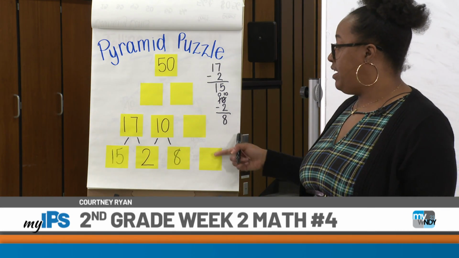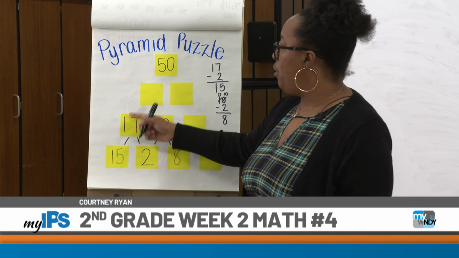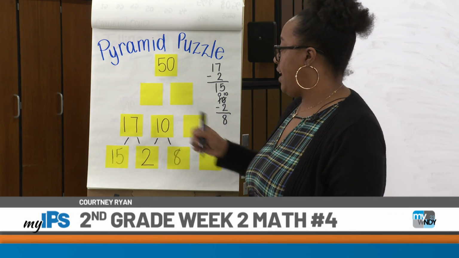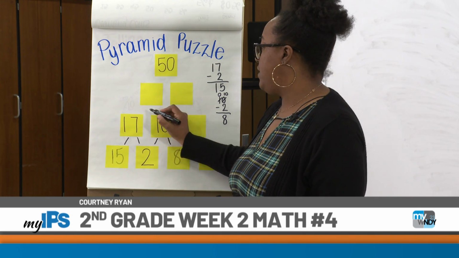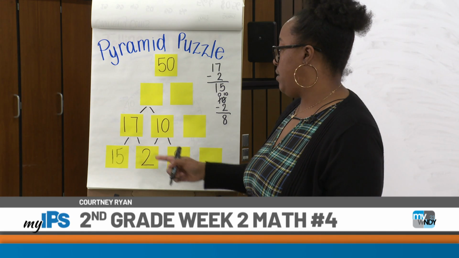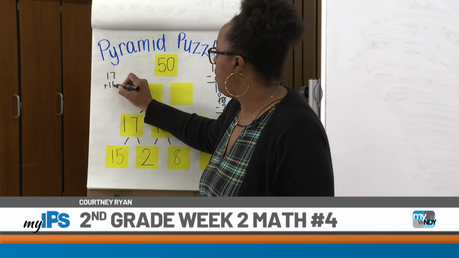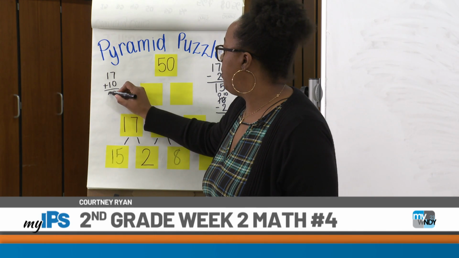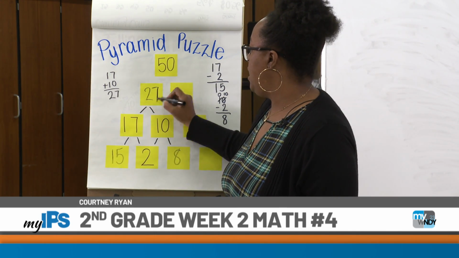Now, I don't have enough information in these 2 boxes to complete this, so I'm going to go over to this side of the pyramid. Now, I can add together 17 and 10 to find the sum of this number. So 17 plus 10 equals 27. So I'm going to write that here.